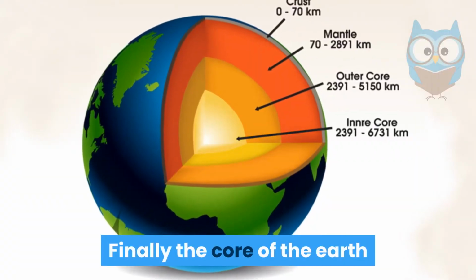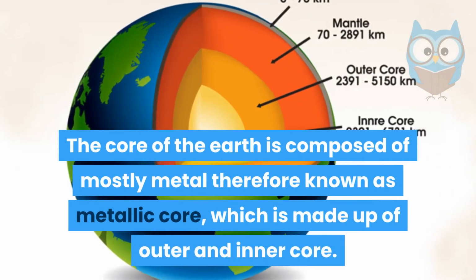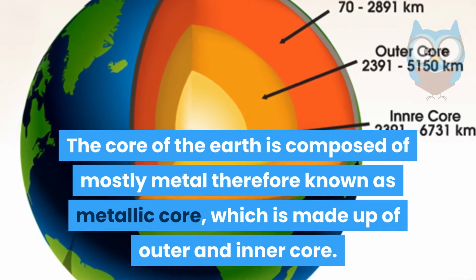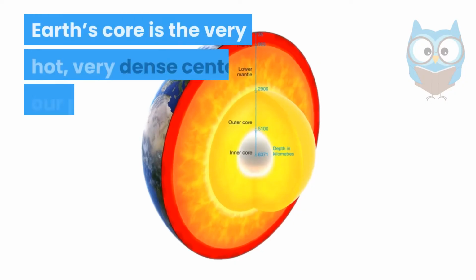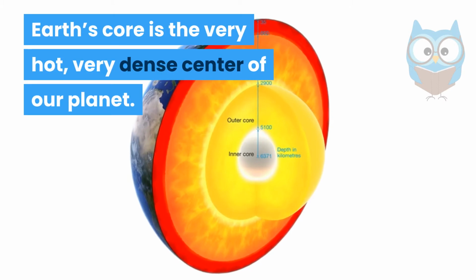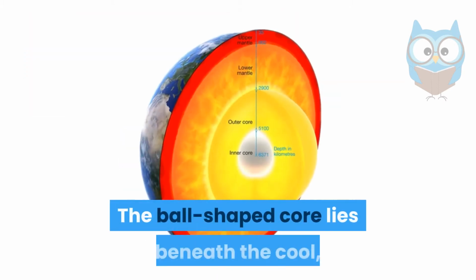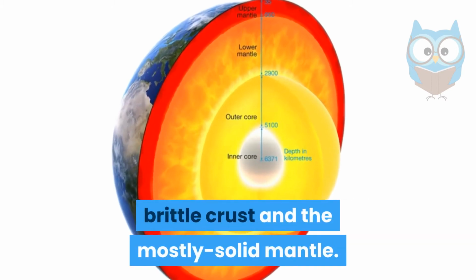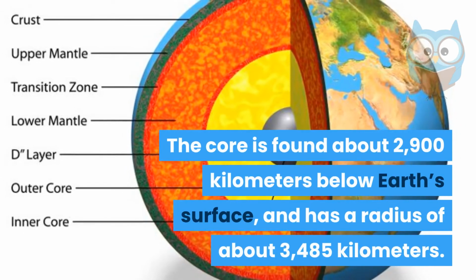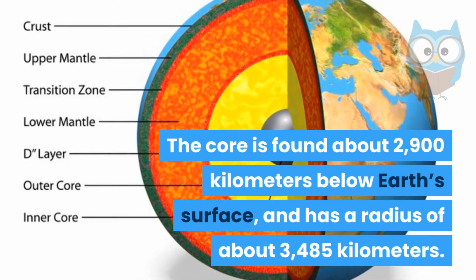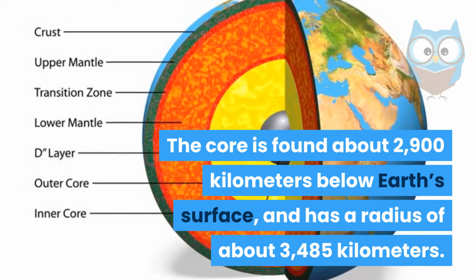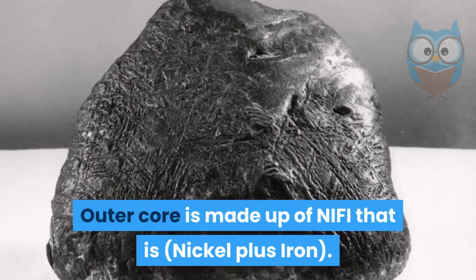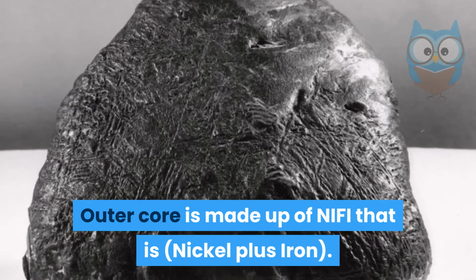Finally, the core of the Earth. The core of the Earth is composed of mostly metal, therefore known as the metallic core, which is made up of the outer and inner core. Earth's core is the very hot, very dense center of our planet. The ball-shaped core lies beneath the cool, brittle crust and the mostly solid mantle. The core is found about 2,900 kilometers below Earth's surface, and has a radius of about 3,485 kilometers. The outer core is made up of Ni-Fe, that is, nickel plus iron.